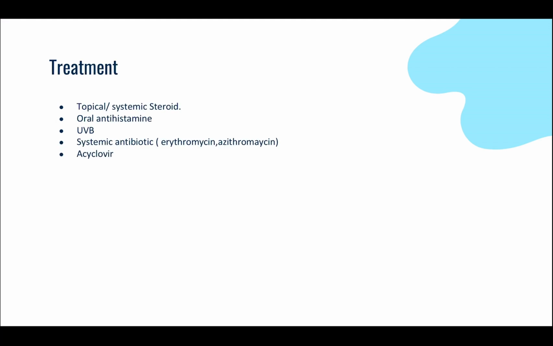For the treatment, as I said earlier, it is self-limited. So if it's mild, you can reassure the patient. If the patient is concerned or if it's more severe, then we can use topical or systemic steroids. We can also use oral antihistamine for the itchiness. We can use UVB light and systemic antibiotics such as erythromycin and azithromycin because of the inflammation. And lastly, we can use antivirals such as acyclovir because, as we said, it is thought that the human herpes 7 virus is implicated.